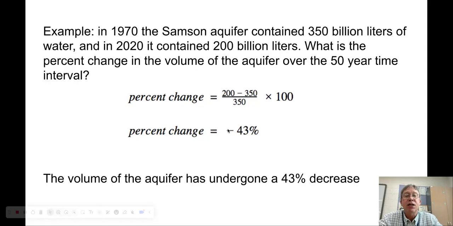And we get a percentage change of negative 43%. Now, it's worth noting that anytime our percent change reports a negative value, that means there's been a decrease in the amount of that value. We're subtracting from its overall value.